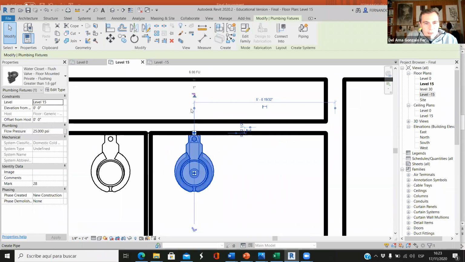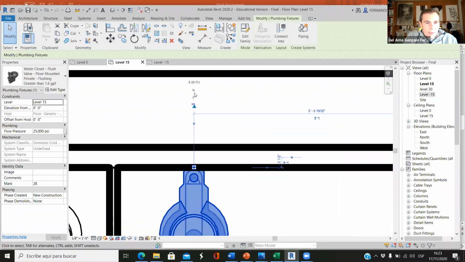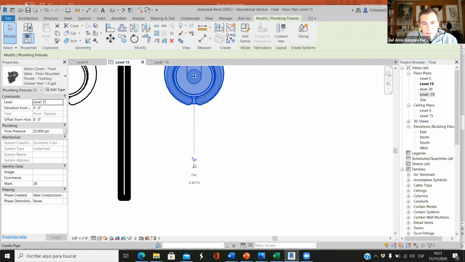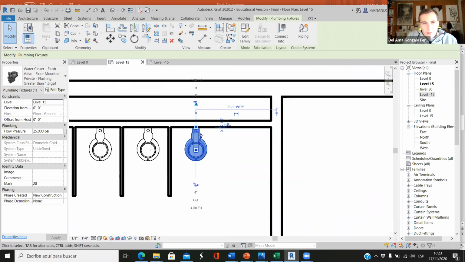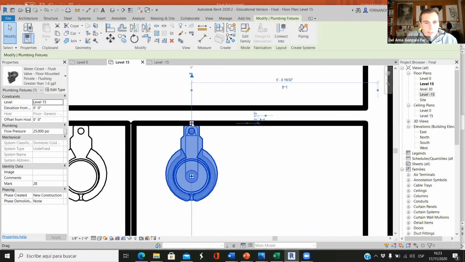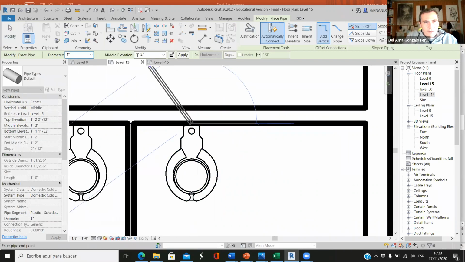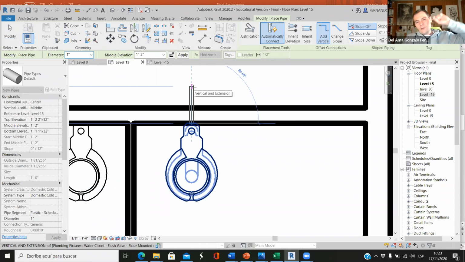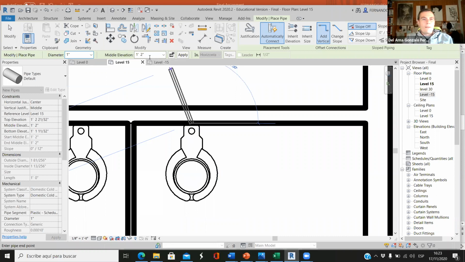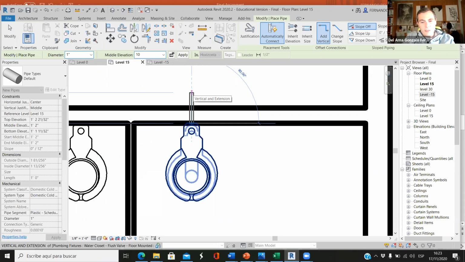In the toilet, we have the drainage and we have the water supply. This is the water supply, which is 1 inch, and this is 4 inches. This is the drainage symbol. So we can do that. We can draw a pipe, and it's good that we can change the elevation. If we go this way, we have to come from the ceiling. If we change the elevation here, it can be, let's say, 10 feet.